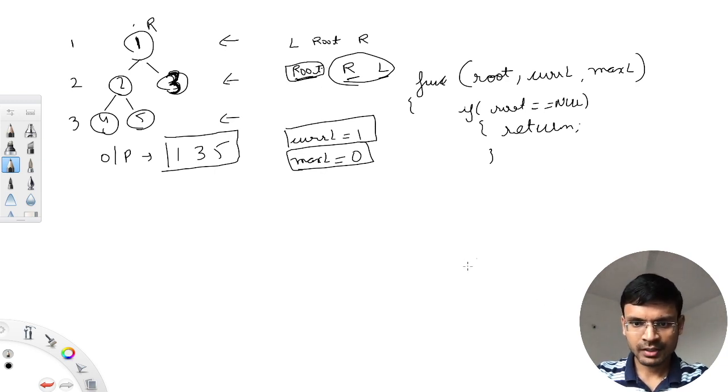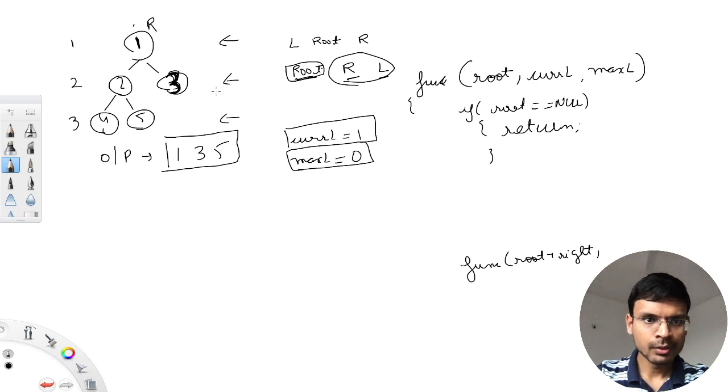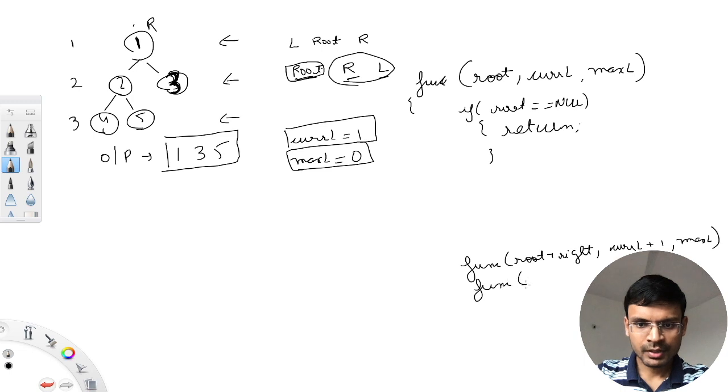So what will be the recursion? I will recursively call this function again with root right, and the level, when I am going one level below, like from 1 I am going to node 3, so current level would be incremented by 1, current level plus 1, but the max level variable would remain the same. Similarly, after going to the right child, I am going to the left child.